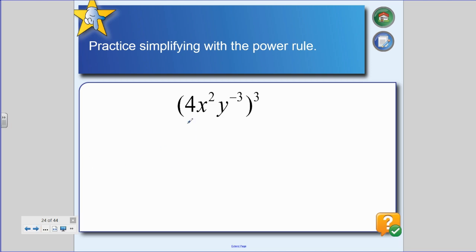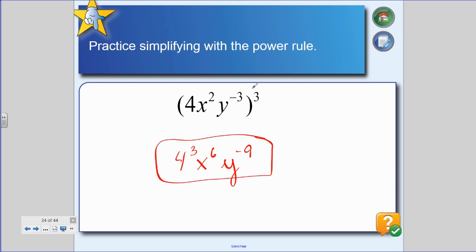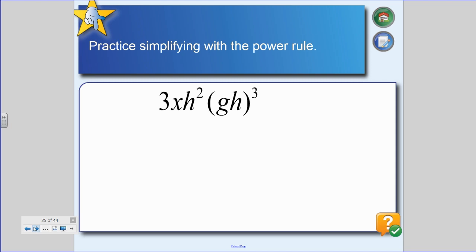And you can leave any constants or coefficients that you have in here in exponential form if you need to. Right? So you should have gotten 4 raised to the 3rd power, or 64. X to the 2 times 3 is 6. Y to the negative 3 times positive 3 is negative 9. And we're just going to leave it like that. That is the power rule, which says the exponent on the outside gets multiplied by every exponent on the inside, including the one that the 4 has. Invisible, of course.